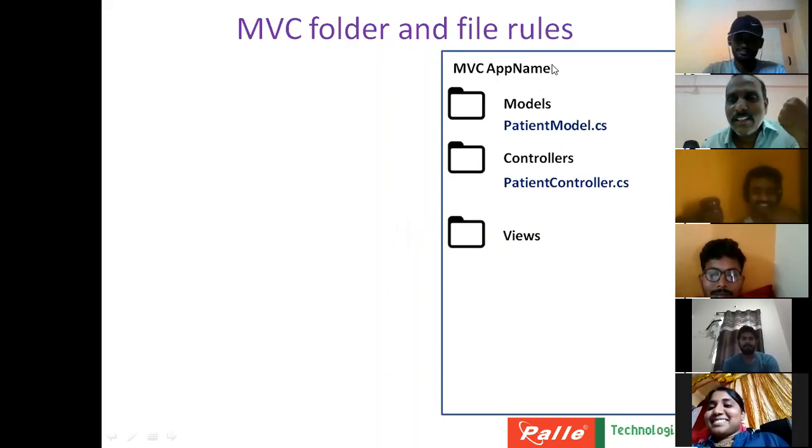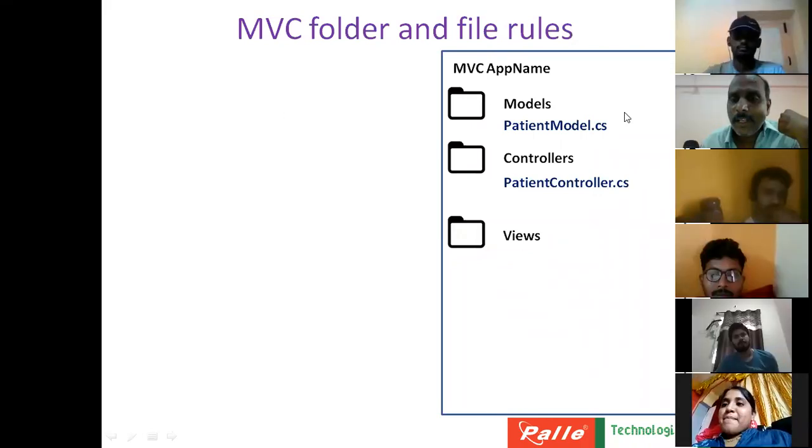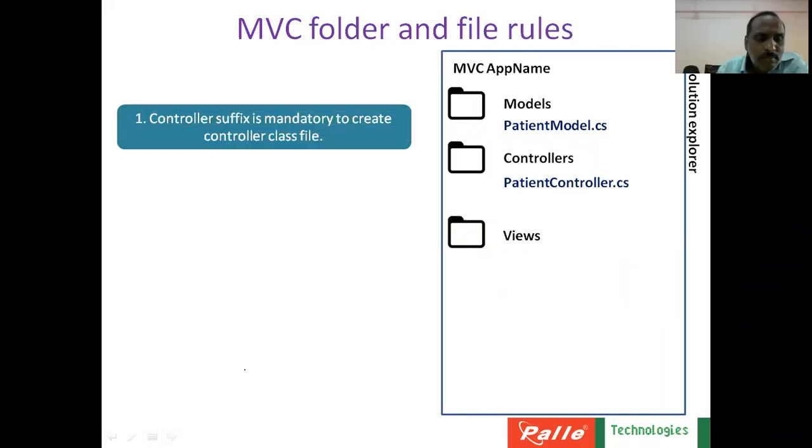Yes, very much correct. Krishna, you are correct. If any rule is there, whether it is a C# rule or ASP.NET rule or any language or technology rule, if you don't follow the rule, you will get a compilation error. Same problem here also. If you don't follow the proper folder structure and file structure, definitely you will get a compilation error. I hope you understood. Now, let us talk about the next part.